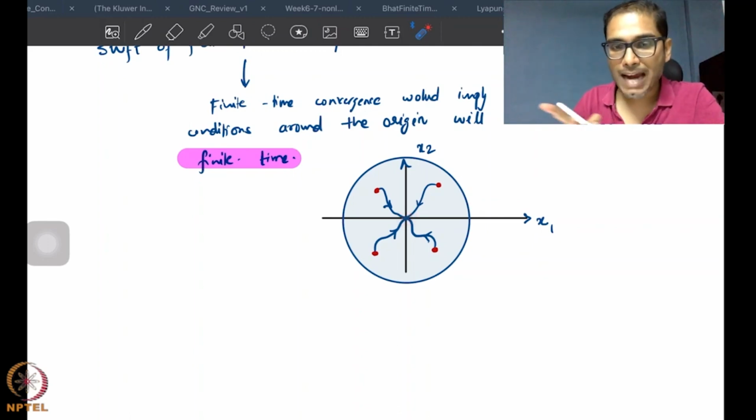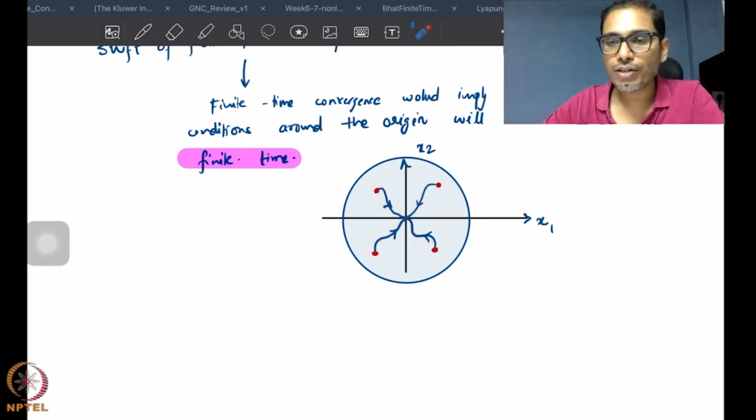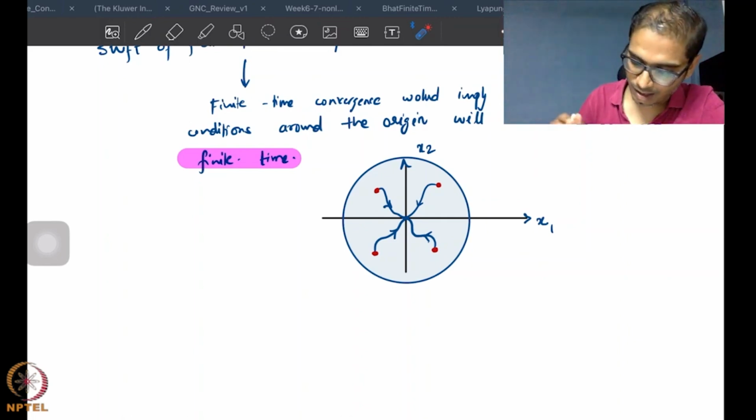But here, because I reach the origin in finite time, if I look at the backward-in-time trajectories, I start at the origin and go to different points. This is exactly non-unique trajectories. What is the meaning of non-unique trajectories? Starting at the same initial condition, I can get multiple trajectories.